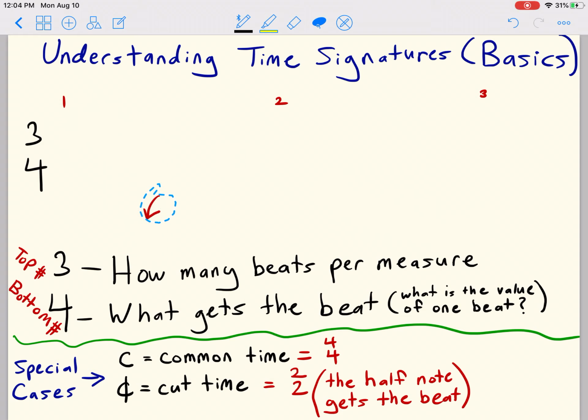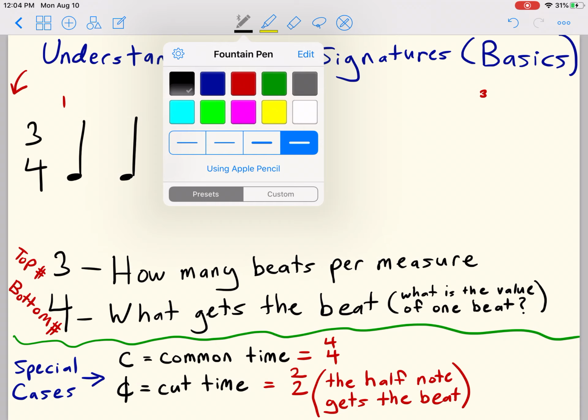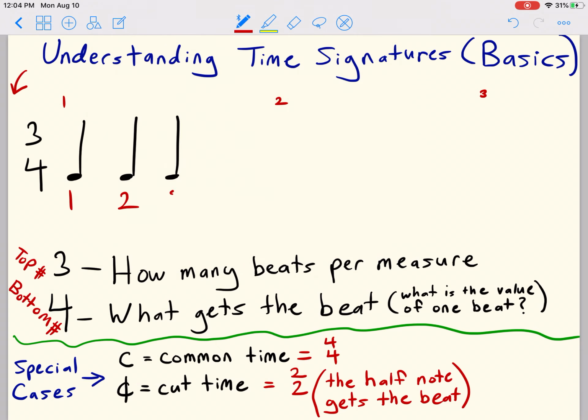And what kind of note is each beat going to be? Well, because there's a 4 on the bottom, that tells us what gets the beat. So there are going to be 3 quarter notes in each measure. If I wrote a full measure of quarter notes, I would get 1, 2, 3. And that would be exactly how we would count it. 1, 2, 3.